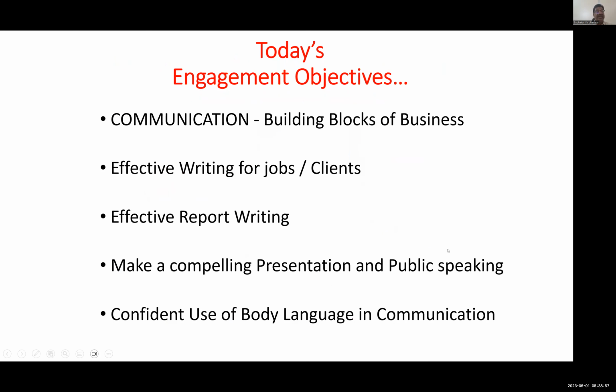Today, the engagement objectives are regarding communication, which is the building block of business. Without communication, there can be no business. If something is given to the clinical researcher to do, they have to collate some information and come out with a solution. If they do not understand that communication properly, they will not be able to collate the information and come out with proper data. Data cannot be brought together to ensure better decision making.